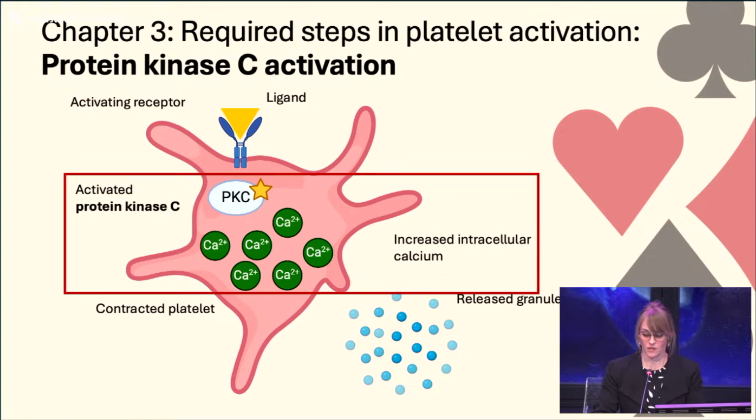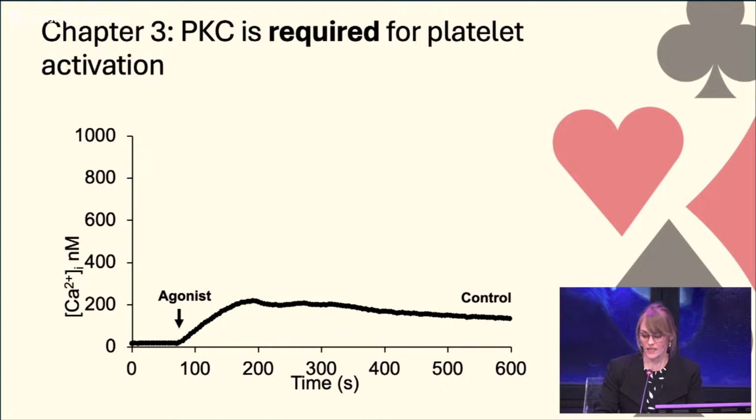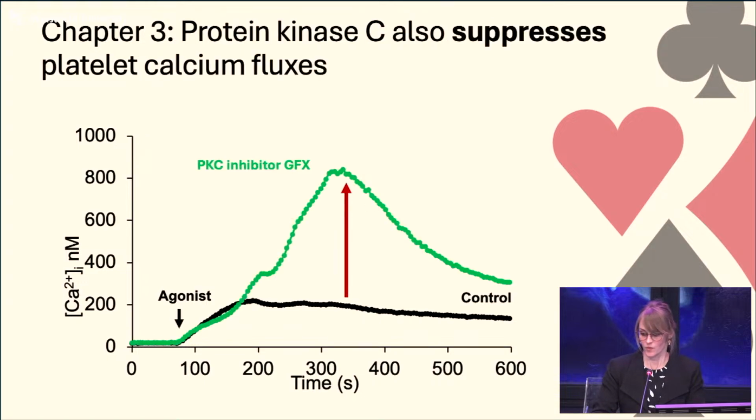So far, it is not known what the relationship is between protein kinase C activation and calcium increase in the platelets. Therefore, we measured calcium in activated platelets and used inhibitors to prevent protein kinase C activation. When we add an agonist to platelets, calcium levels in the platelets increase as shown in this graph. When we added a protein kinase C inhibitor, surprisingly, these signals increased by almost fourfold.